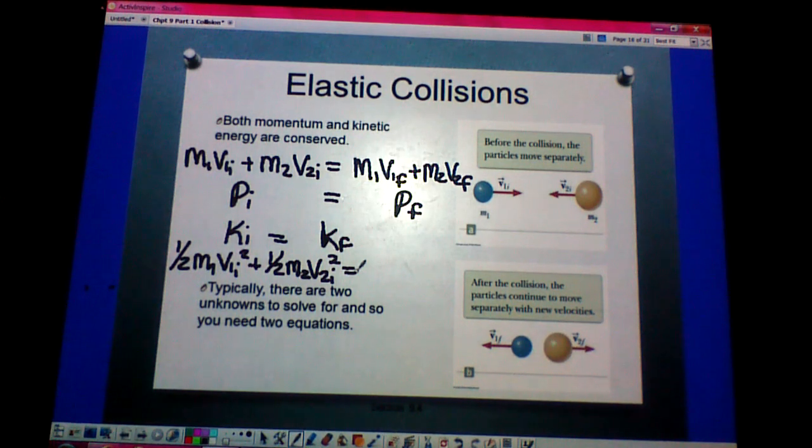So usually when we have an elastic collision, we're missing two pieces of data. So we usually need both of these equations, so that we can solve for the variables that we're missing.